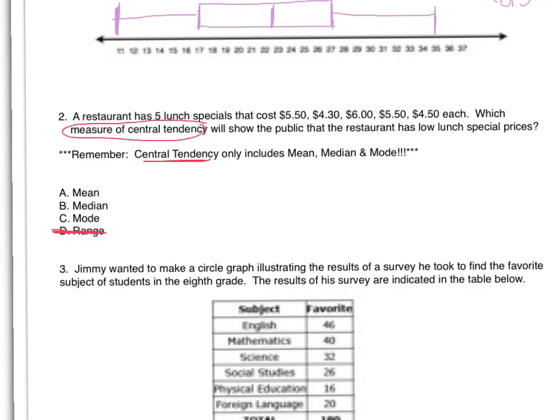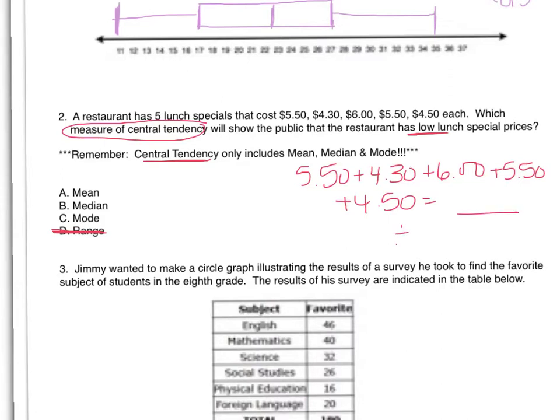So now I have to find the mean, median, and mode and see which one would show it has the lowest lunch price. And since we want which one's lowest, we're going to find whichever one's smallest. So remember to find the mean, we add them together and divide by how many there are. So we add $5.50, $4.30, $6, $5.50, I ran out of room again, $4.50. So we add those up and then we would divide by 1, 2, 3, 4, 5 lunch specials. When we do that, we get $5.16.